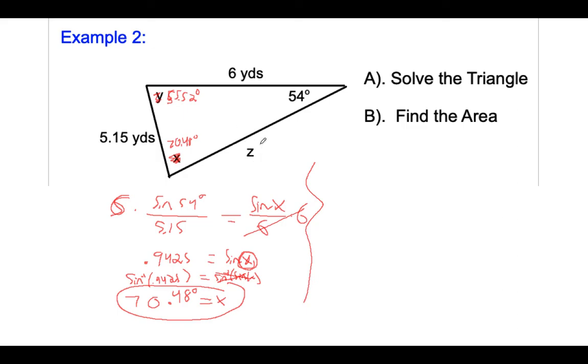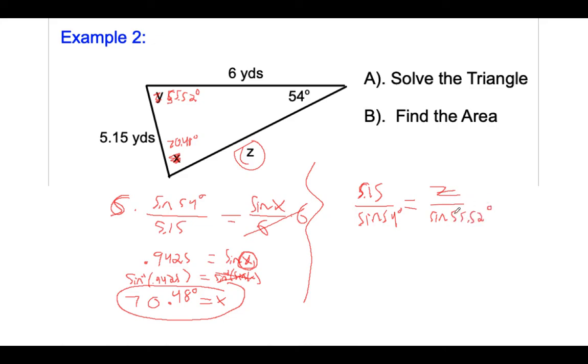So lastly, we have to find z. Let's do law of sines again. I'm going to do the reverse, that way the side length is on top. So I'm going to do 5.15 over sine of 54. I choose this one because this is the one we started with. You don't have to. You could certainly do sine of 70.48 into 6 yards. I'm just going to do this because this is what we were given. Equals, now we don't know z, but we do know its opposing side length, which is sine of 55.52 degrees.